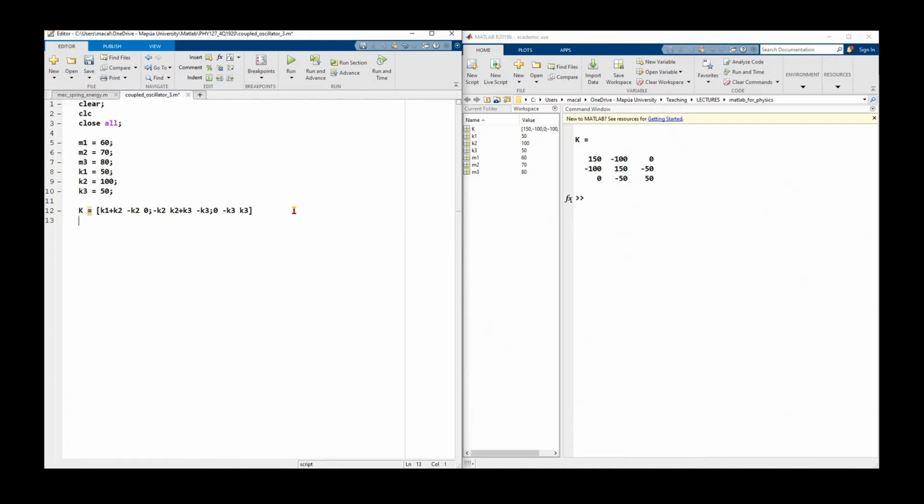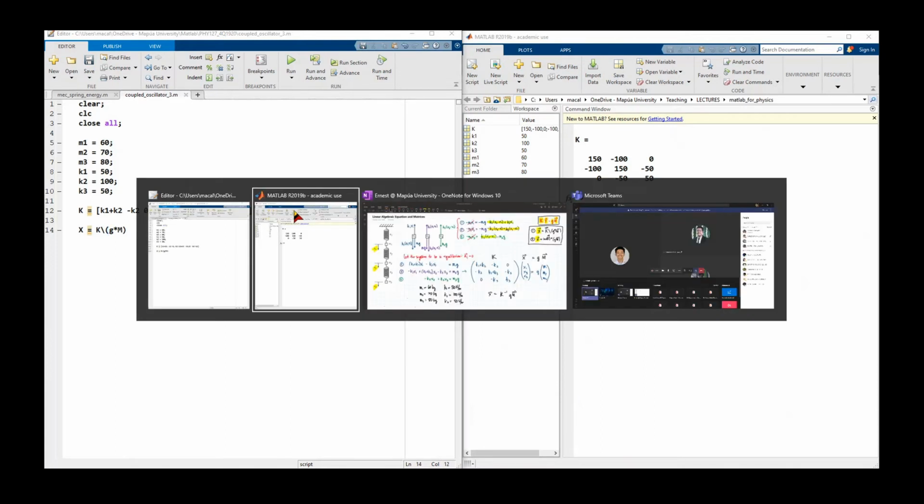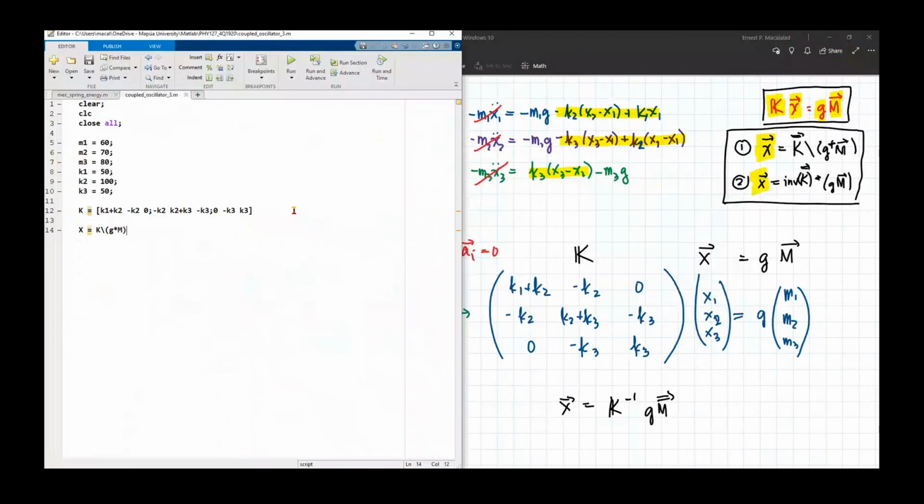Then to solve, all you need is the X vector, which would be K backslash G times M. But what is M? Remember your M vector is this one. So let's define our M vector. M vector would be M1, M2, and M3.